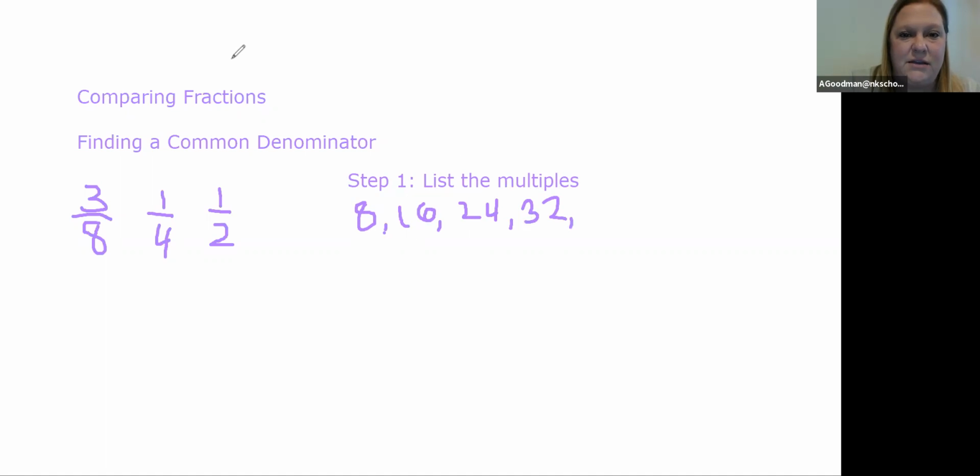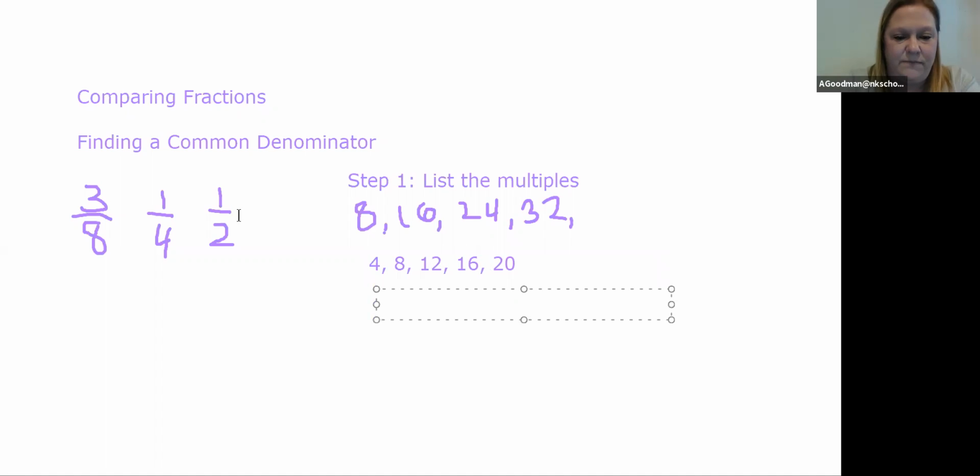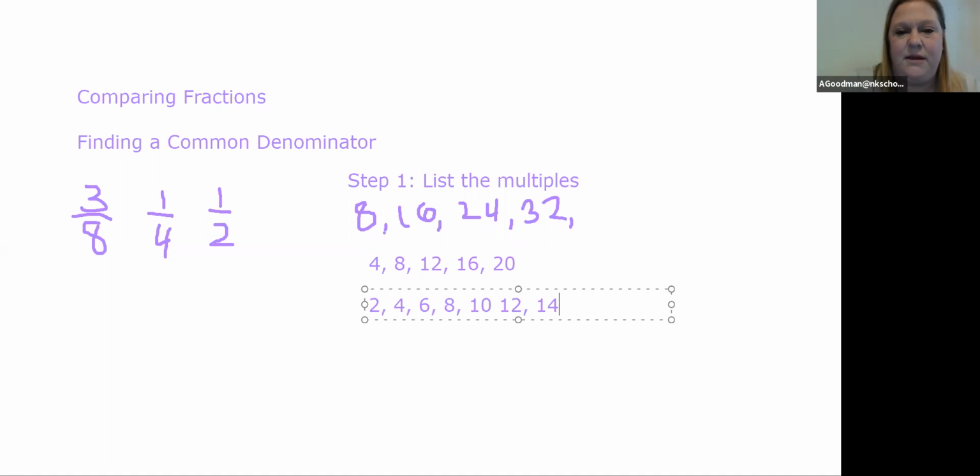So I can actually use text. And the multiples of 4 are 4, 8, 12, 16, 20. There's more multiples, but I think that's all we'll need. And the multiples of 2 are, I'm actually gonna move this over a little bit. Okay, 2, 4, 6, 8, 10, 12, 14, right?